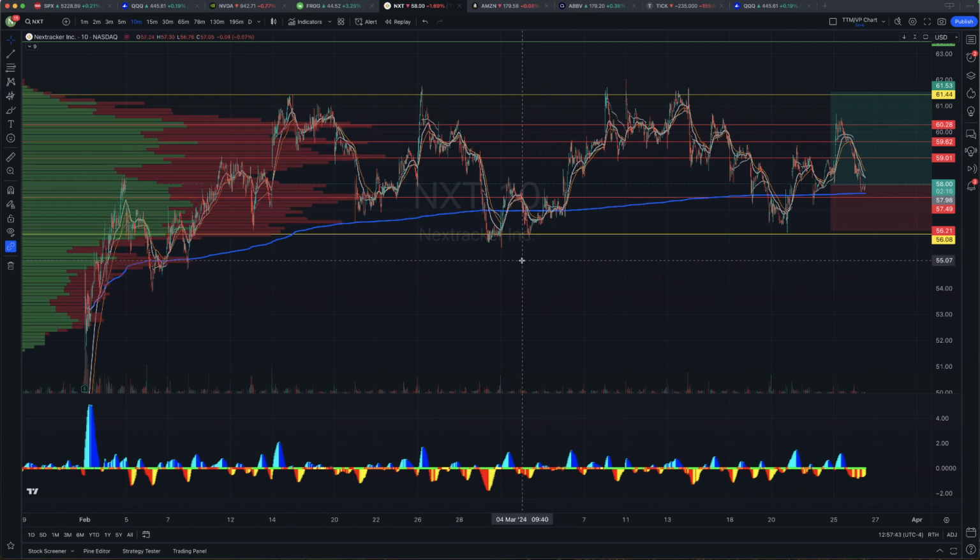If you don't have NXT, I like it here. It's in a good spot for a pickup on this daily.